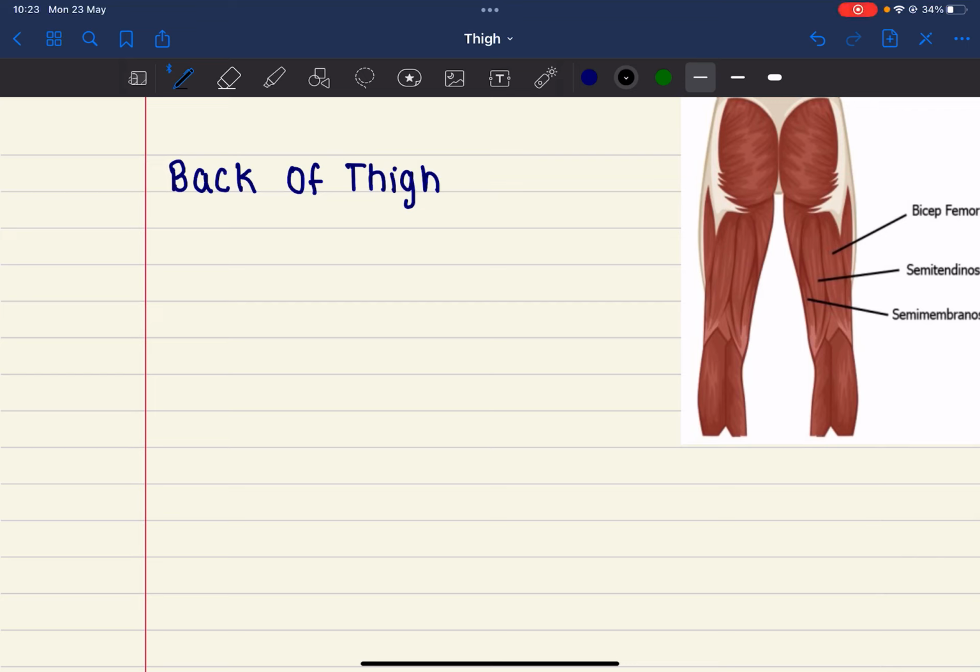म चाहिँ अपेक्षा भट्टराई from Manipal College of Medical Sciences र आजको हाम्रो टपिक हो back of the thigh. Mainly today we will be discussing about the muscles present in the back of the thigh.